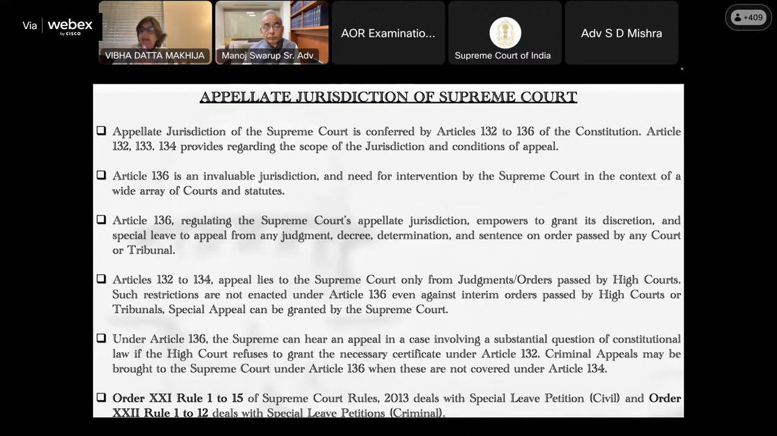But having said that, having given the wide scope under Article 136, when you read Article 136, it says any order of any court. So it can be from the lowest court to the highest court of the state, where you can come to Supreme Court and seek special leave to appeal against that particular order. So Supreme Court has that power to grant special leave to appeal against those orders.